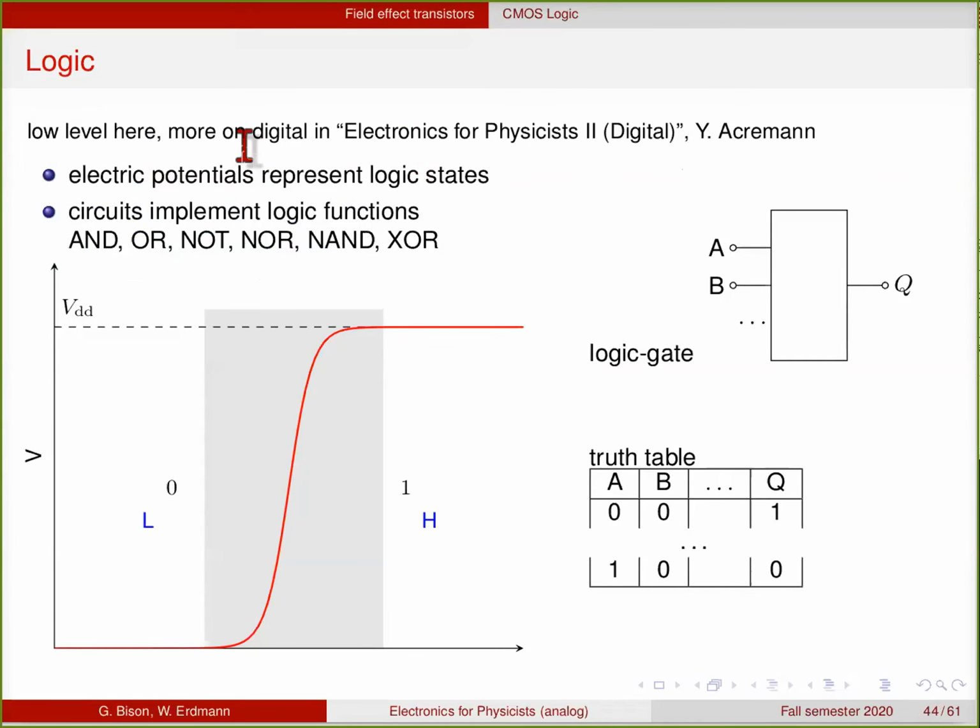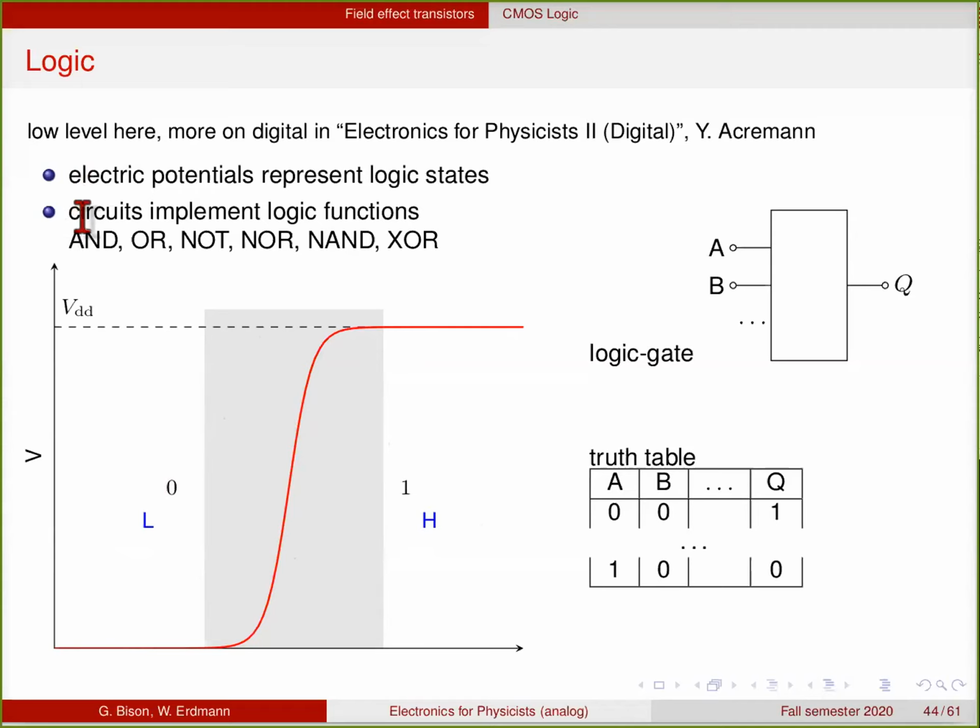Okay, finally, let's talk a bit about logic and CMOS. So only some very low-level stuff. If you want to know all about digital electronics, there's the follow-up lecture by Yves Ackermann in the spring semester, Electronics for Physicists 2. So in logic, logic states are represented by electric potential. So there's a 0 and a 1 represented by low voltage or high voltage. And then usually in between there's of course a transition which should not appear. So the output of a circuit should be well defined, either high or low.